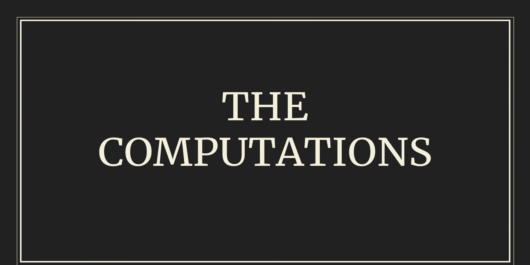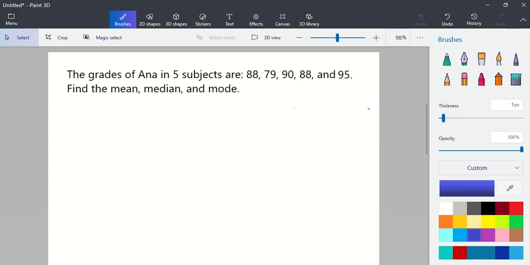Now let's proceed to the computations. Suppose you are given this situation. The grades of Anna in 5 subjects are 88, 79, 90, 88, and 95. The question is, find the mean, median, and mode. So what we're going to do is use the formula that we know about the mean. Okay, the mean is mu.